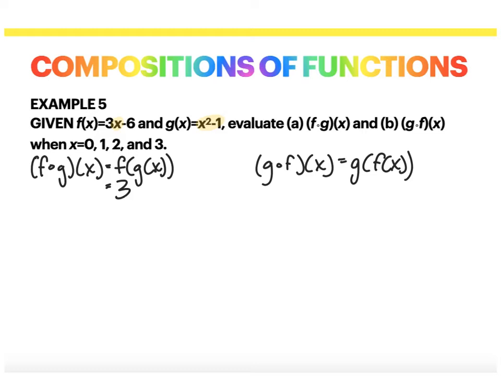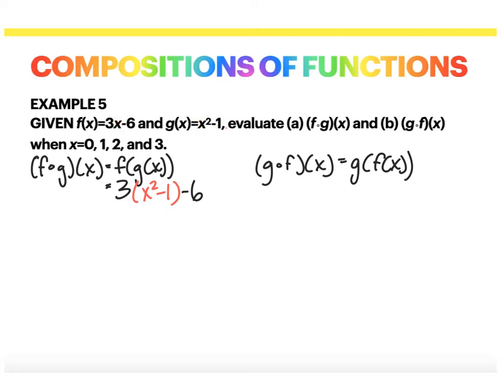3 times (x squared minus 1) minus 6. So see how this x was replaced with x squared minus 1, but we still have to retain the 3 and the negative 6. And then we do the same thing for g of f of x, but it kind of works the opposite.